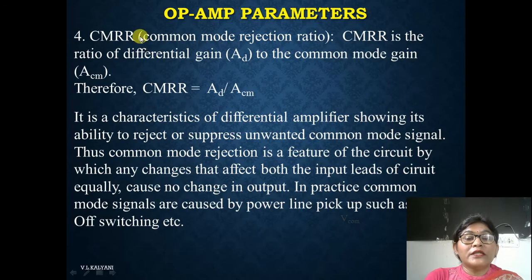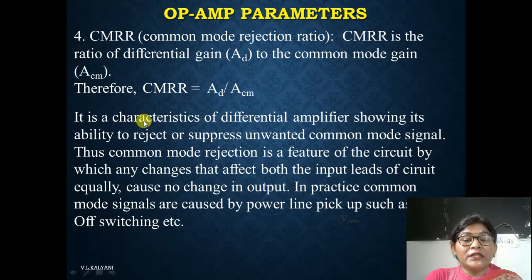The next term is CMRR. So what is CMRR? It is called the common mode rejection ratio. Basically, it is a characteristic of a differential amplifier. CMRR is the ratio of the differential gain, represented by AD, to the common mode gain, ACM. CM is the common mode and A is the voltage gain. So CMRR is equal to AD upon ACM.